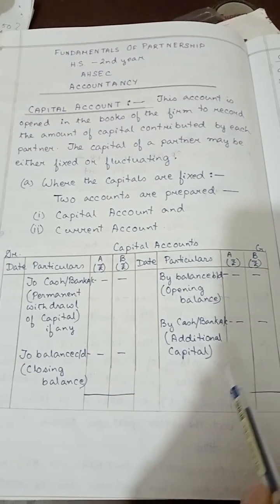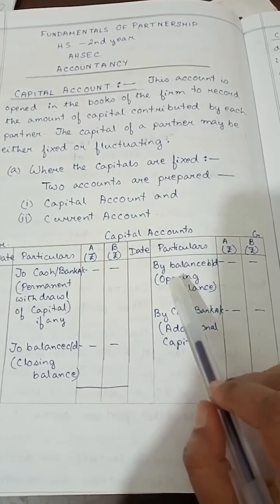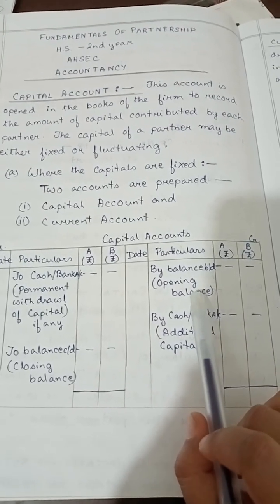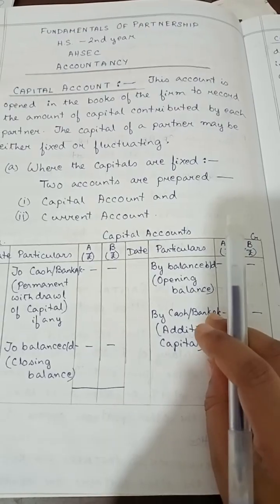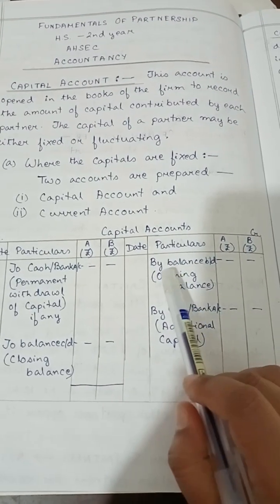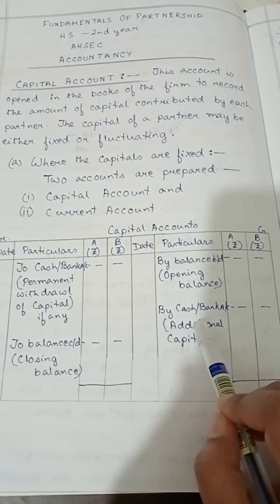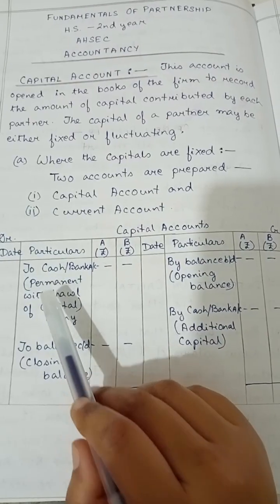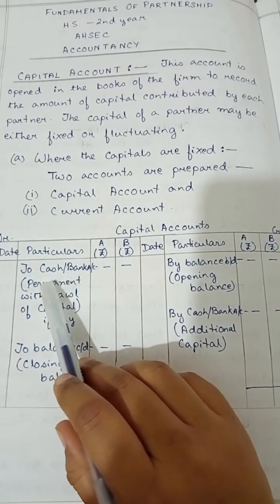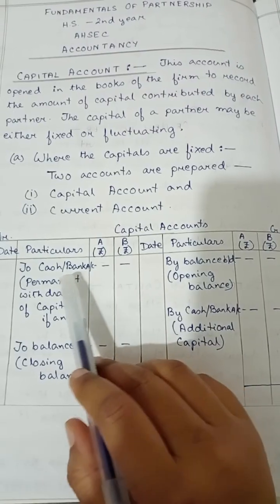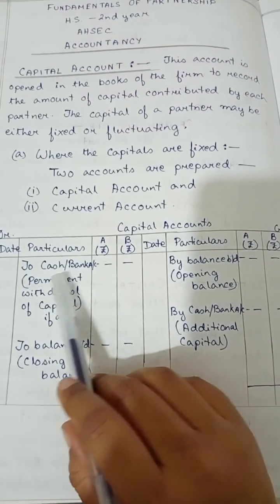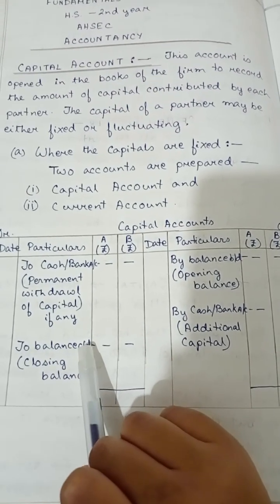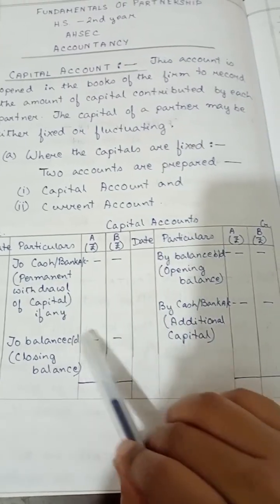You see here, this is the capital account. On the credit side, the amount of capital introduced into the business is recorded, like the opening balance and the additional capital. On the debit side, the withdrawals are recorded, which reduces the balance of capital in the business. By cash/bank account, this is the closing balance of capital. So this is the pro forma of capital account.